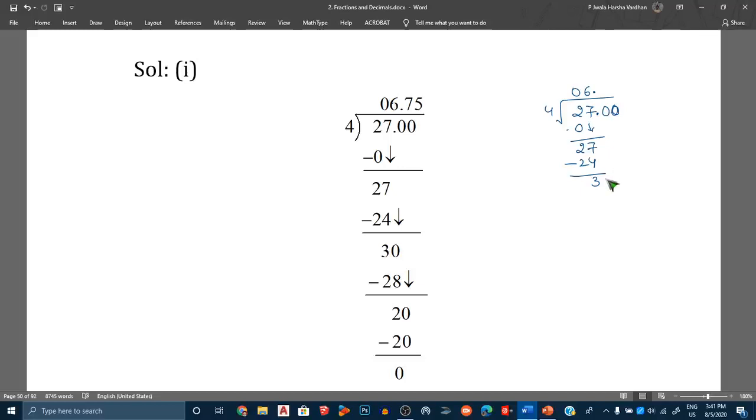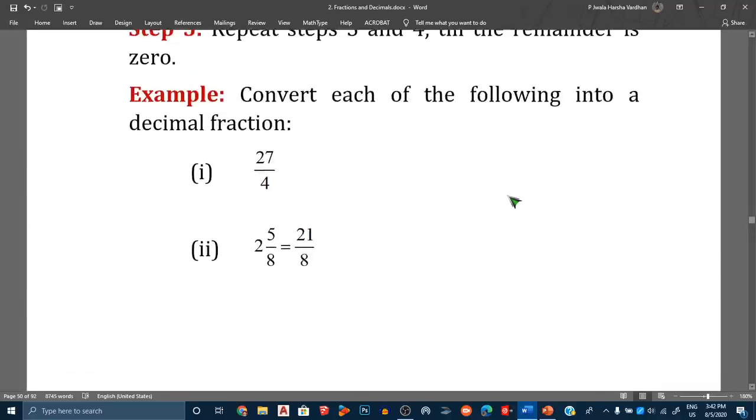That's all. Next, the remaining steps are the same as in normal division only. Now bring down 0 here. 4 7s are 28. Here 20, 4 5s are 20, 0. So this is 6.75. Otherwise we can write 6.75. So what is the value of 27 by 4 here? 6.75. So in this method, putting the point will be very accurate. Otherwise you may go wrong in the other way.